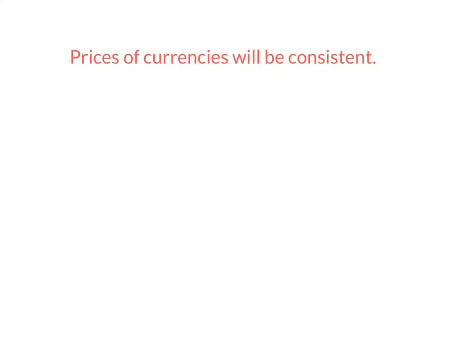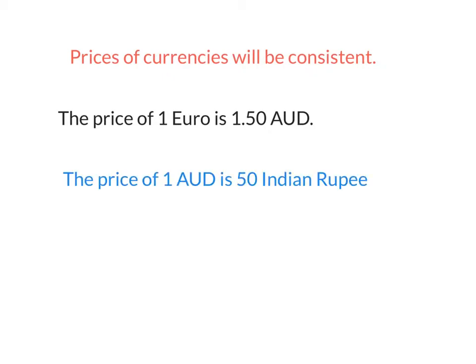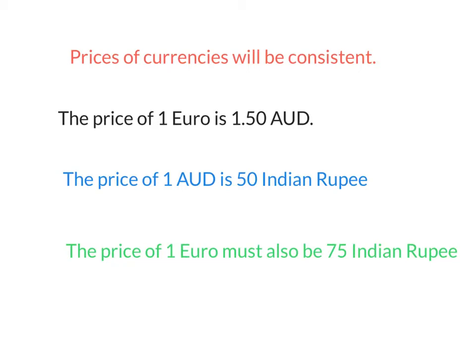We also know that exchange rates, or prices of currencies in terms of other currencies, will be consistent. What do we mean by that? Well, suppose the price of €1 is 1.5 Australian dollars. I've just used AUD, which is the symbol for Australian dollars. And the price of 1 Australian dollar is 50 Indian rupees. Then we know that the price of €1 must also be 75 Indian rupees.